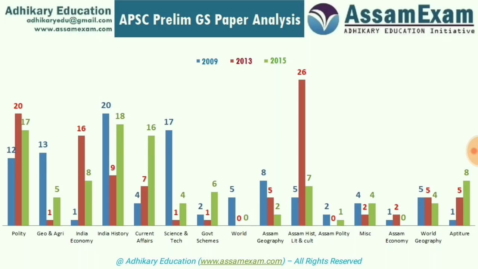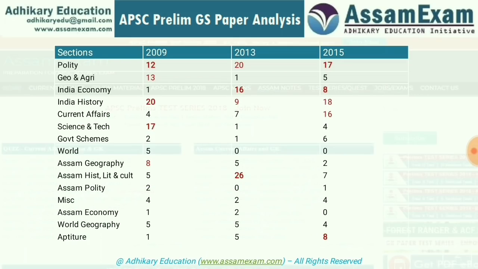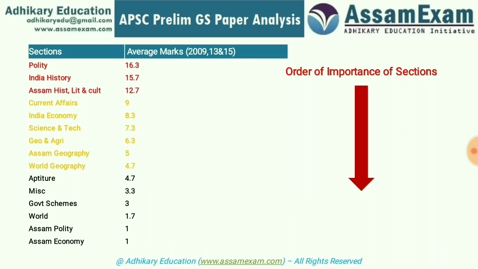We have seen 2009, 2013 and 2015. Then we will see the latest trend from last year. Okay, before that, there is another one. I have just averaged out the last 3 years, 2009, 2013 and 2015, the average number of marks that came from all the sections. Earlier we were seeing year wise individually, now we can see it completely after making an average.